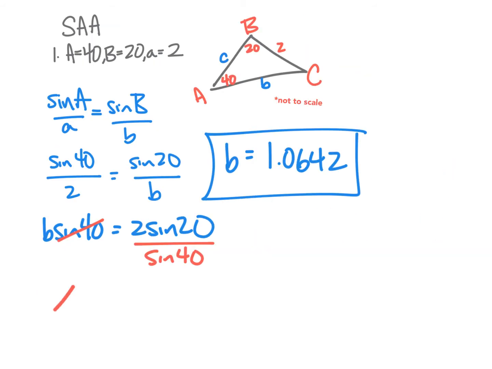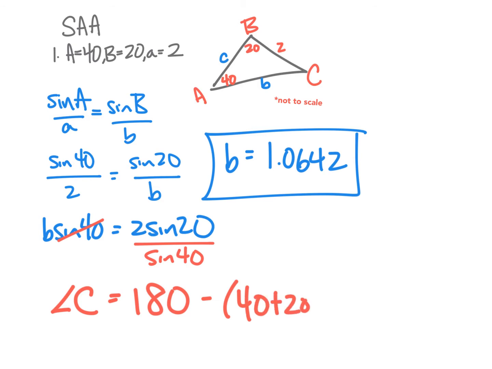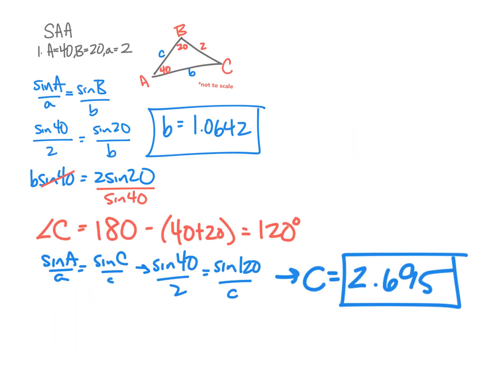To find angle C, anytime you have two other angles, you can just subtract them from 180. So 180 minus that 40 plus 20. So that's 180 minus 60, so angle C is 120 degrees. And then we can use that to find the side c using the law of sines. And using the same process as before, I can find that side c is 2.695. This makes sense that side c would be the biggest side because it was across from the biggest angle, 120 degrees.